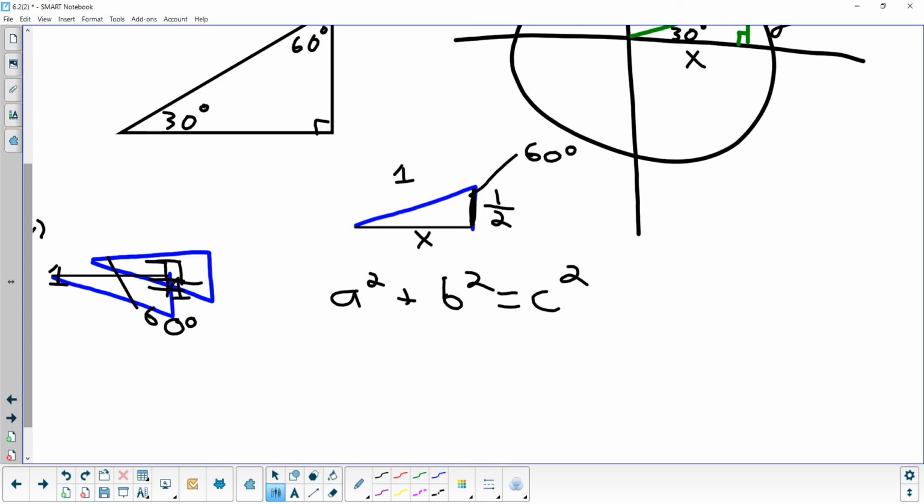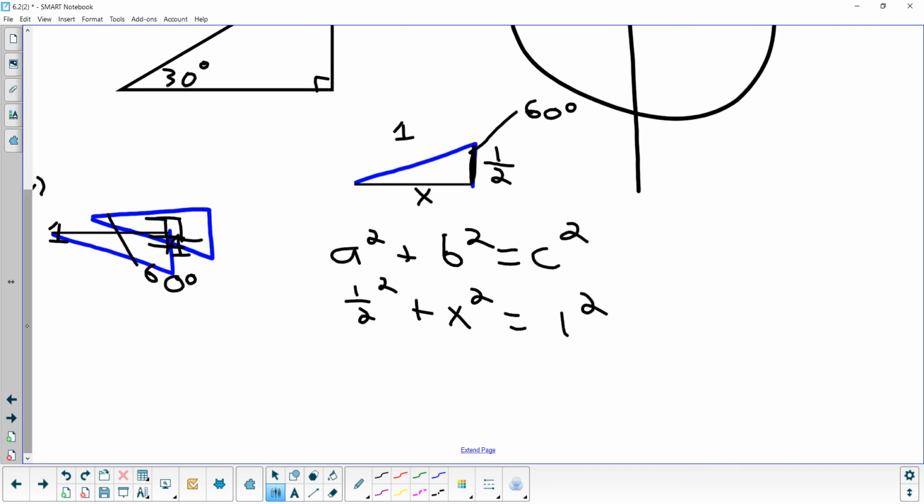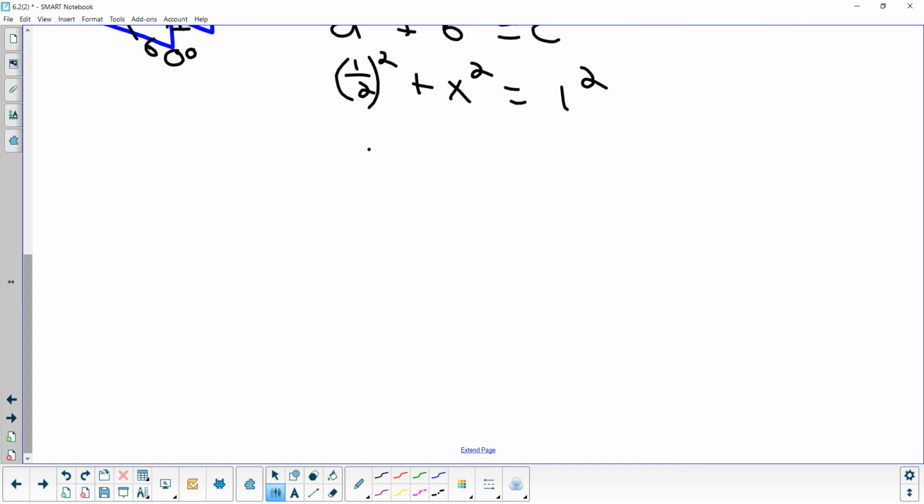All right. So now, Michael, could you tell me what would get plugged in for the a, the b, and the c? 1/2 squared plus x squared equals 1 squared. Good. 1/2 squared plus x squared equals 1 squared. Okay, now solve for x. How about Caleb? What's 1/2 squared? 1/4.